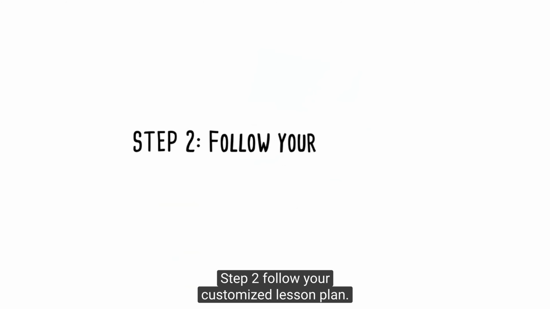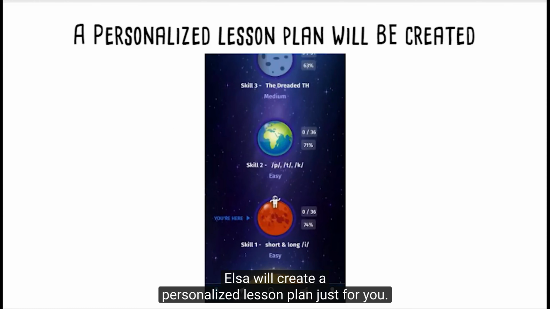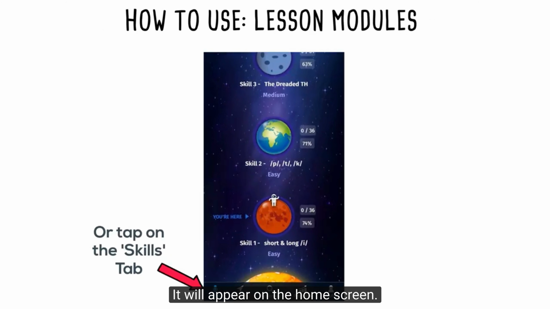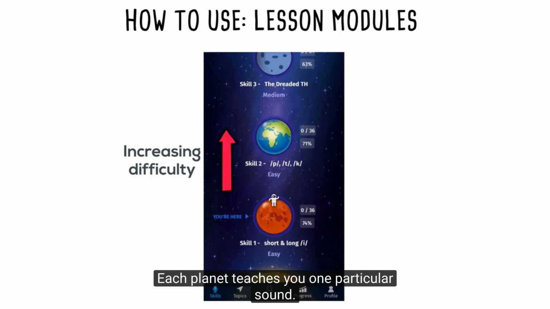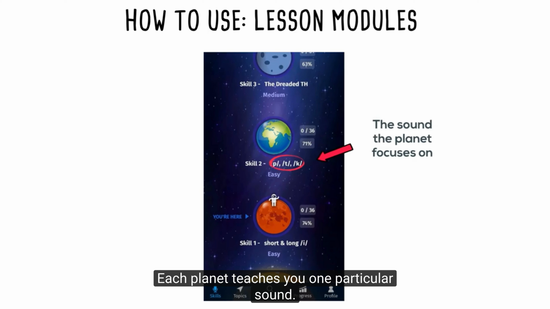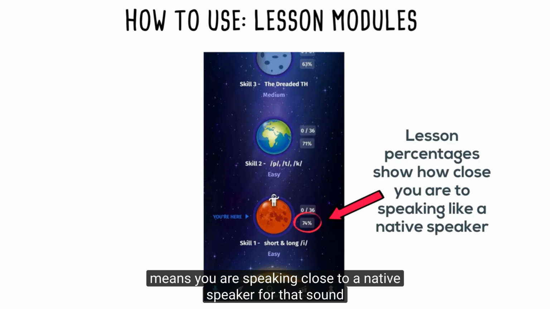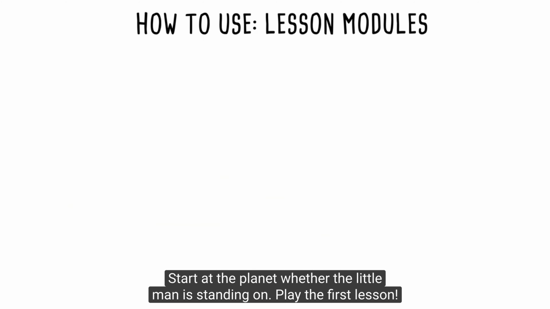Step 2. Follow your customized lesson plan. After you finish the test, Elsa will create a personalized lesson plan just for you. It will appear on the home screen. The lessons get harder as you move up the screen. Each planet teaches you one particular sound. Generally, any planet with over 80% means you are speaking close to a native speaker for that sound. Start at the planet where the little man is standing on.